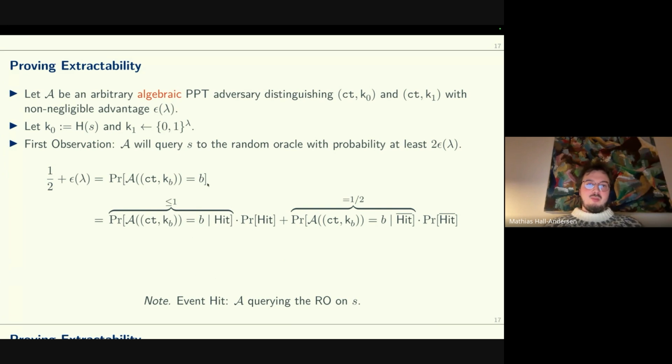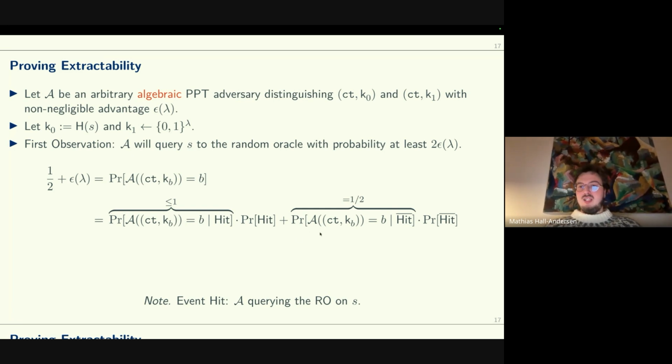So now I can split this probability. I can consider the case where the event occurred and the case where the event did not occur. The first observation is that if the event does not occur, in other words he doesn't query, then since K0 is H of S, if he doesn't actually query the random oracle on S, K0 has a distribution that is indistinguishable in the view of the adversary. Why is that? Because a random oracle has random entries in the entire table. If there's a row of the table that you haven't queried, that's just a uniformly random string in the view of the adversary.